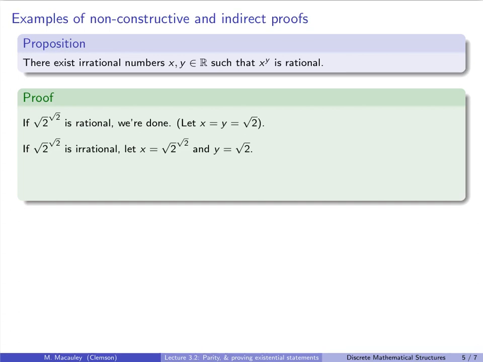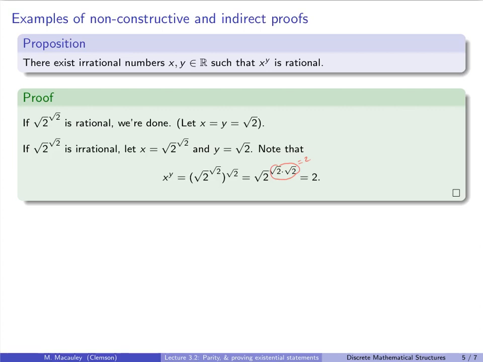If it's irrational, then let x be root 2 to the root 2 and let y be root 2. Then x to the y is root 2 to the root 2, to the root 2. And by rules of exponents, we multiply these exponents. And this is just root 2 raised to the power of 2, in other words, root 2 squared, which is 2.